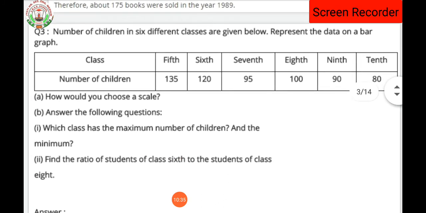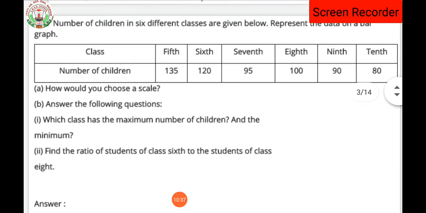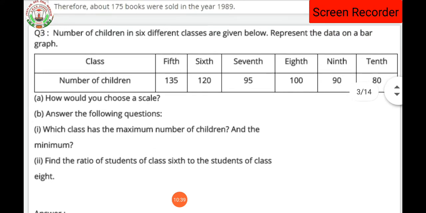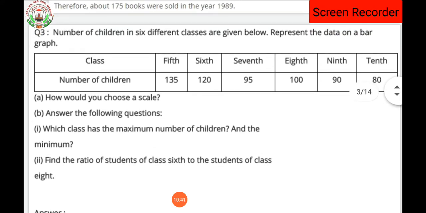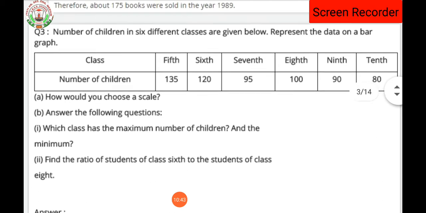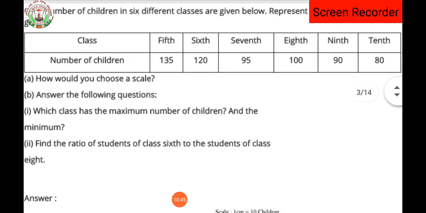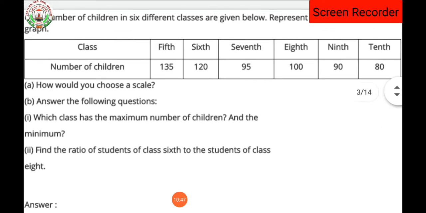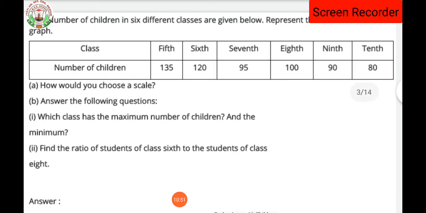Next, question number 3 we have on the screen. Here what is said: the number of children in 6 different classes is given below. Represent the data on a bar graph. So dear students, here what you have to do is utilize the graph paper. You have to draw the graph on graph paper.